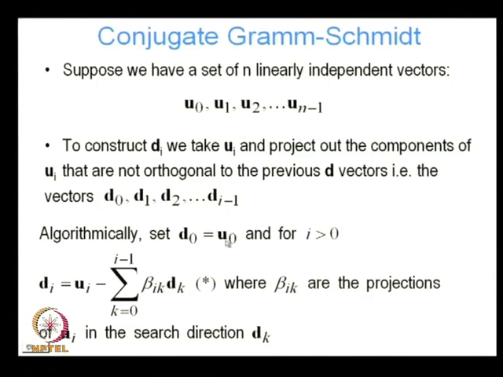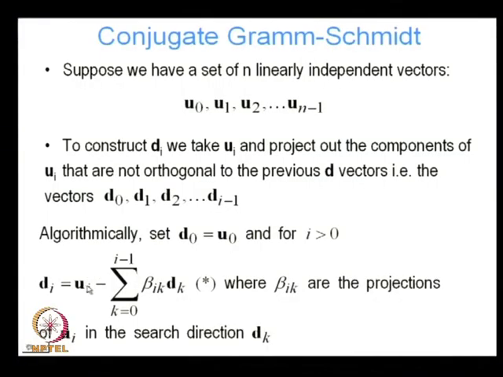So, what is the algorithm? Well, we start with d0 equal to u0, because when we have d0 there are no such directions, that is, I am just starting my algorithm, right. So, I just set d0 equal to u0, and then when I move to the next iteration, when I want to compute my next search direction, I start with u1 and I take away from u1 the projection of d0 in the u1 direction, right.